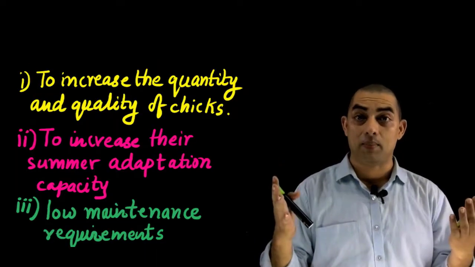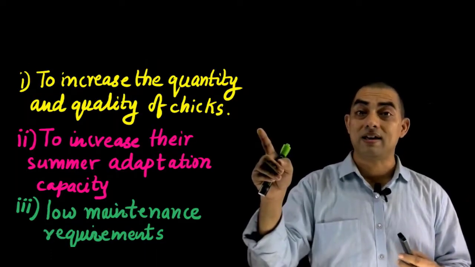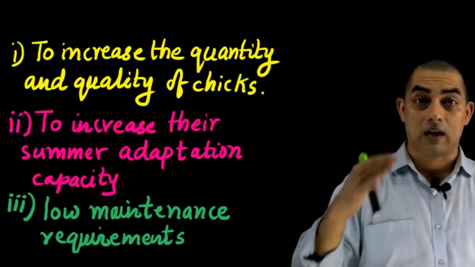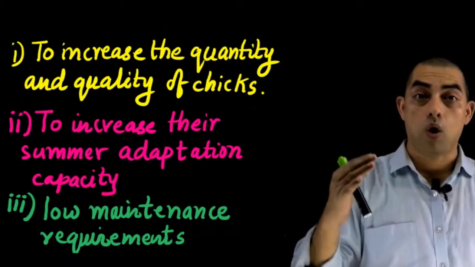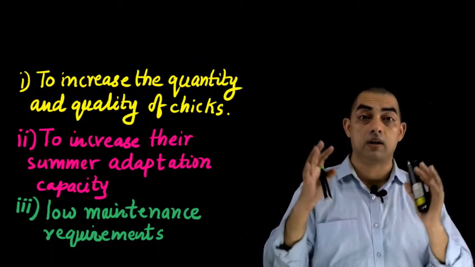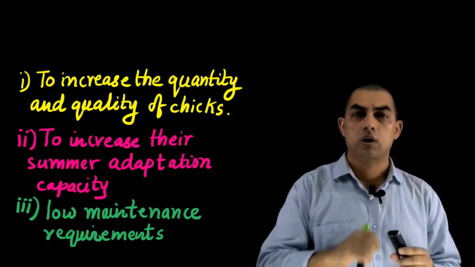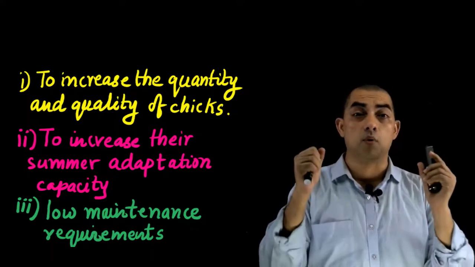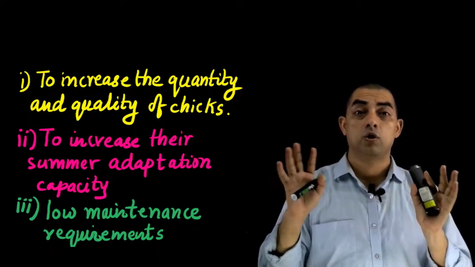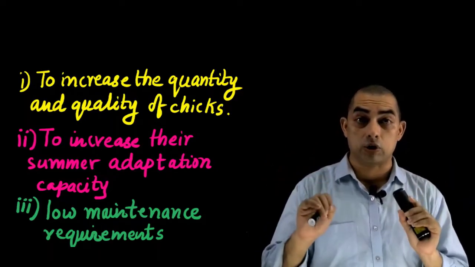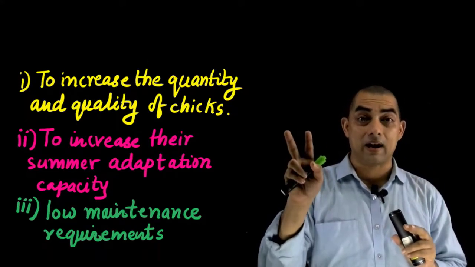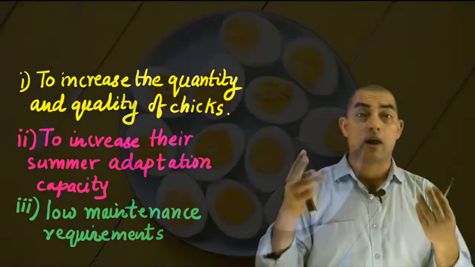What are the desirable traits? It is to increase the quantity and quality of chicks. ज़्यादा बच्चे पैदा हों और quality भी अच्छी हो. That is the first thing. That is why we are doing the cross breeds, because the Indian breeds are generally more resistant to diseases and they are even resistant to all these summer conditions. But the quantity of meat is less, and second, the number of eggs produced are also less.